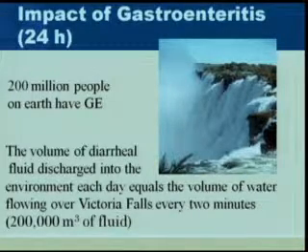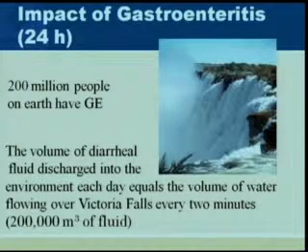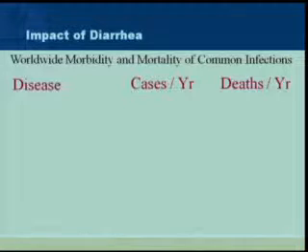This is not a lunchtime conversation, so we're okay on that. And the volume of diarrheal fluid discharged in the environment each day: the volume of water flowing over Victoria Falls every 2 minutes, 200,000 cubic meters of fluid, is impacting our environment each and every day. So besides remembering to wash your hands, the other thing we should perhaps consider is how can we take this and deal with that? Because this is a major challenge. That animal waste and human waste going in affects human health.